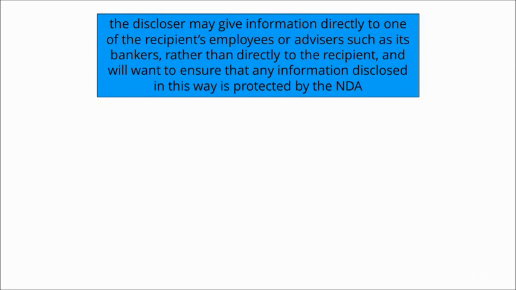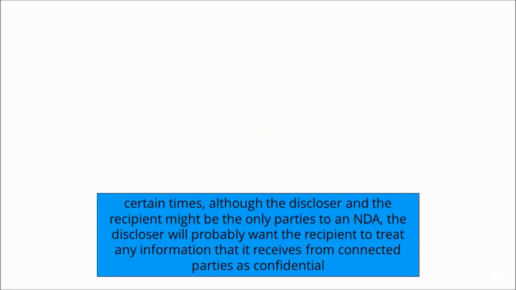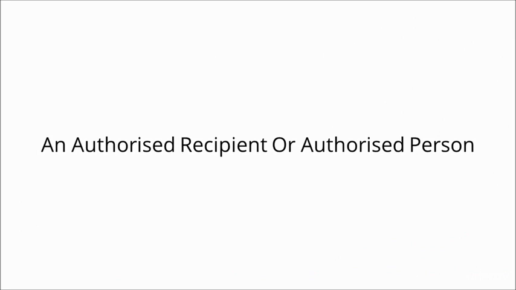The parties should consider to whom the information will be passed. For example, the discloser may give information directly to one of the recipient's employees or advisors, such as its banks, rather than directly to the recipient, and will want to ensure that any information disclosed in this way is protected by the NDA. One way of achieving this is to include a definition of authorized recipients that covers the parties connected to the recipient who are not parties to the NDA. At certain times, although the discloser and the recipient might be the only parties to an NDA, the discloser will probably want the recipient to treat any information that it receives from connected parties as confidential. Hence, it is essential to define who is an authorized recipient or authorized person.